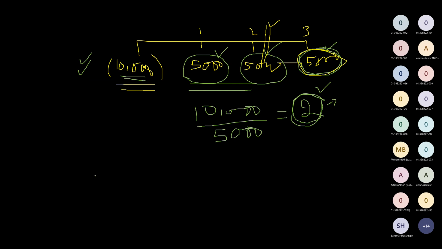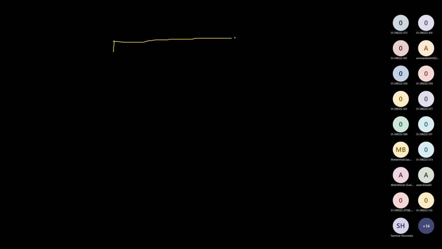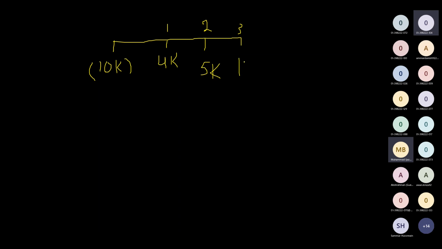Is it clear? Yes, sir. Okay, but what if my returns are not fixed? Let's say, again, the same example, 10K. This is my original investment. But now I'm not getting a fixed return every year. Rather, I'm getting a different return. Like in first year, let's say I recovered 4,000. In second year, I recovered, let's say, 5,000. In third year, I recovered, let's say, 1,000. And in fourth year, let's say I recovered 4,000, right?